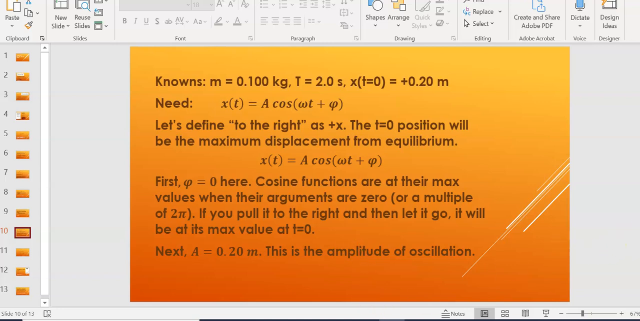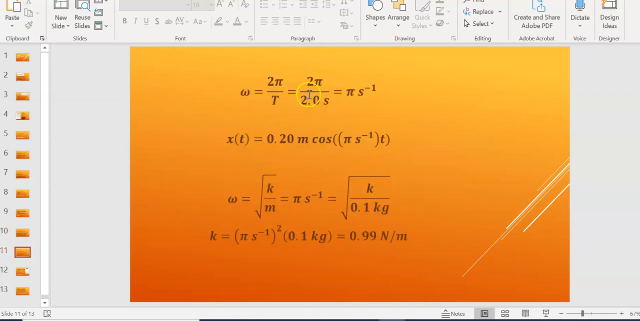So now I've plugged in for two of those numbers in that equation, right? A and phi. Finally, I've got to figure out what omega is. Well, I already showed you a relationship. Omega is equal to 2 pi f, which is equal to 2 pi over T. So my angular frequency is equal to 2 pi divided by my period, okay? So that means it's 2 pi over 2 seconds, which means it's pi inverse seconds. So my angular frequency is pi inverse seconds, all right?